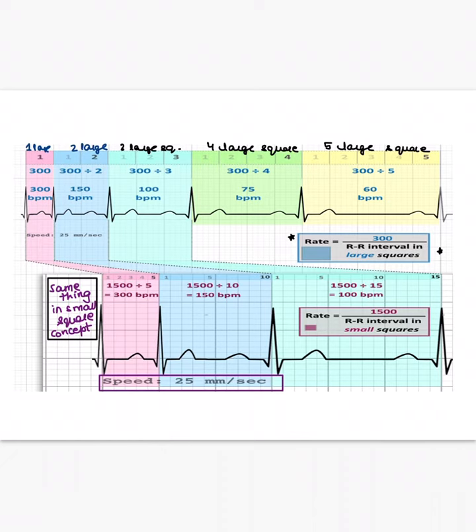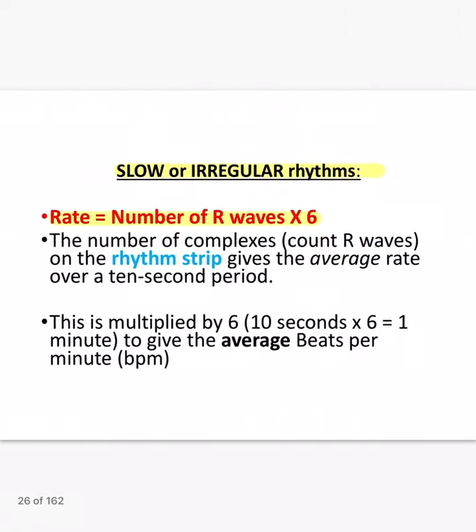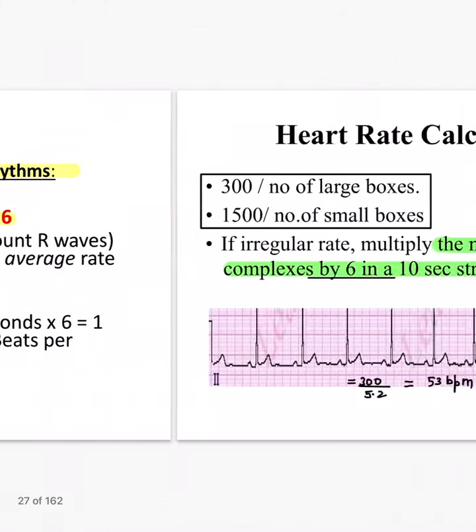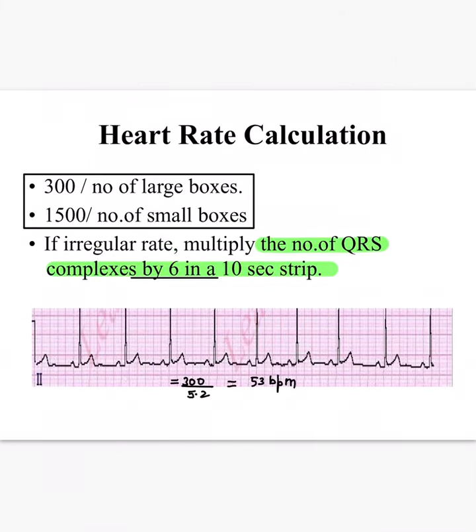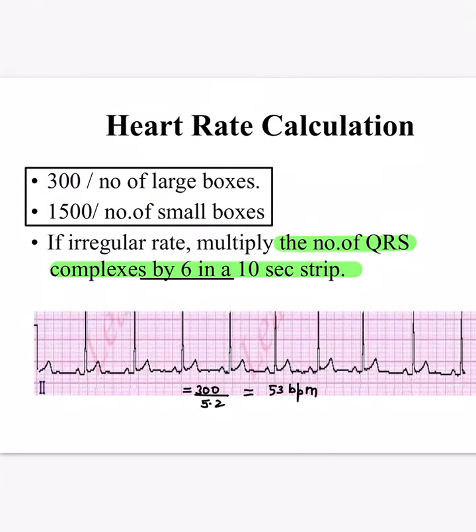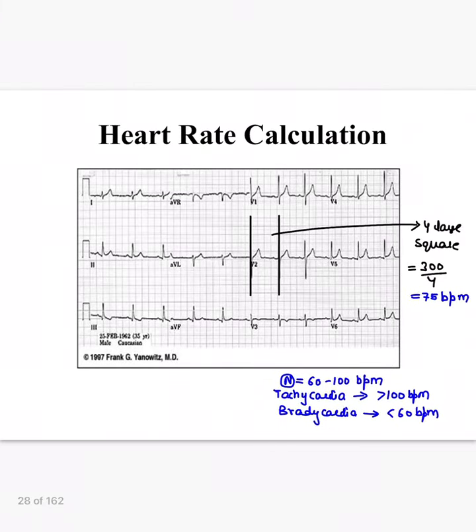So basically this is a similar example. You check here, you have two large squares, that is 300 by 2, 150 beats per minute. But here you have 5 large squares, that comes out to be 60 beats per minute. So what do you know here, guys? This we have already talked about, the irregular rhythm. Now suppose we take an example of this. First of all check, are the RR intervals equal? Yes, the RR intervals are equal. Now count the number of large squares: 1 2 3 4 5, and some part here and here. That will come somewhat around 5.2 or 5.3, so that will come to a little more than 50 beats per minute. Okay, suppose we take this example.